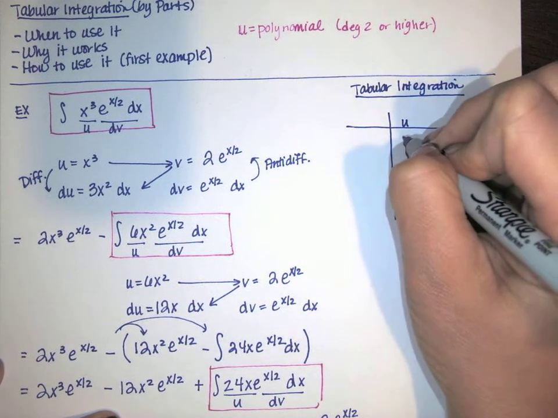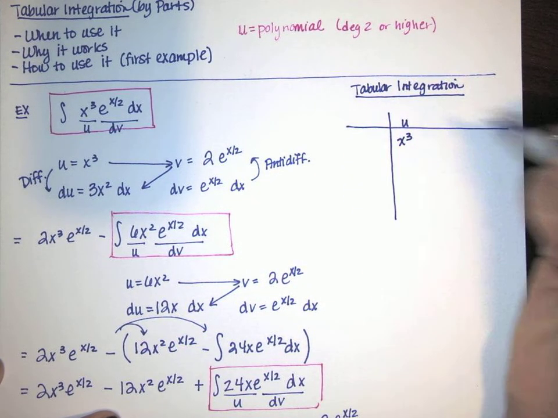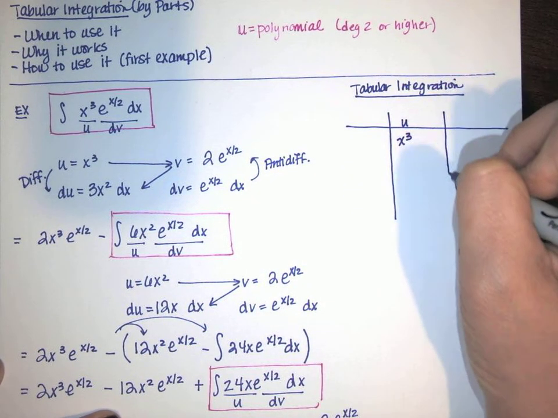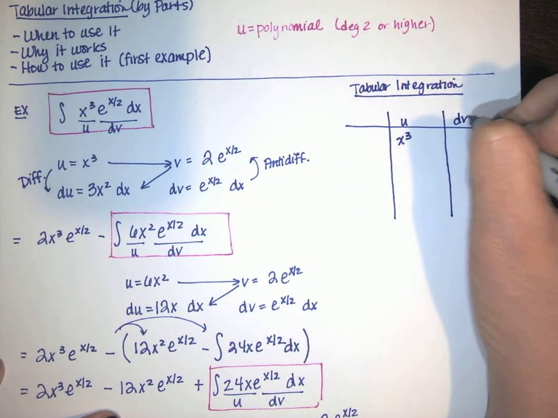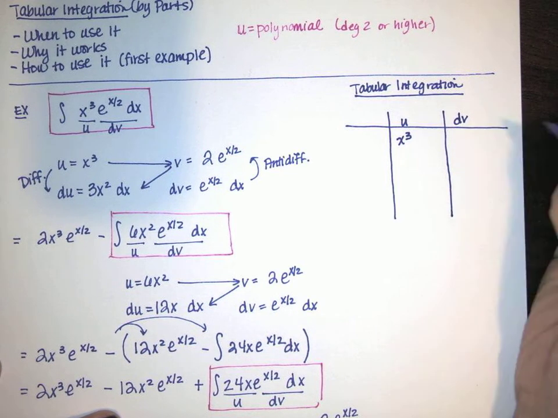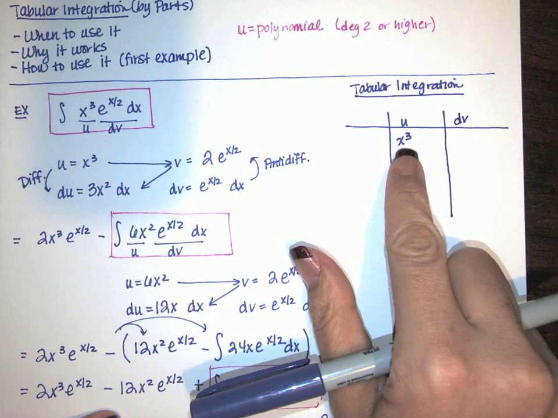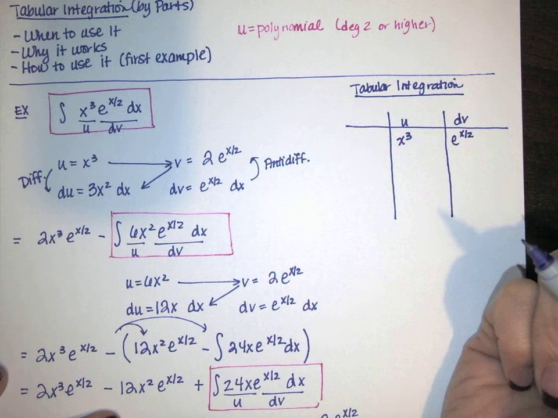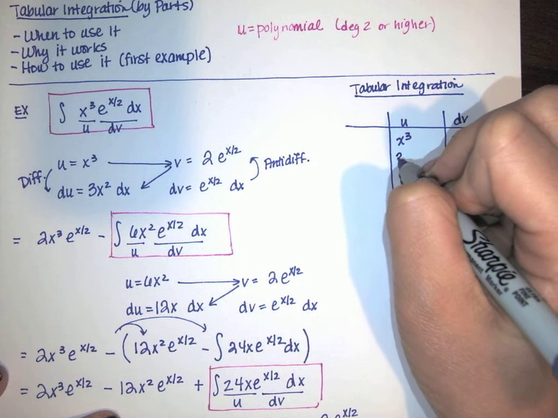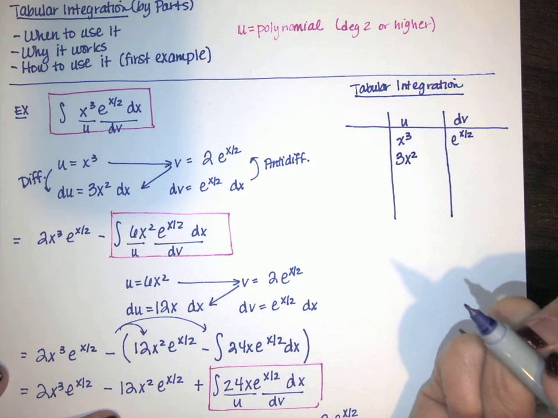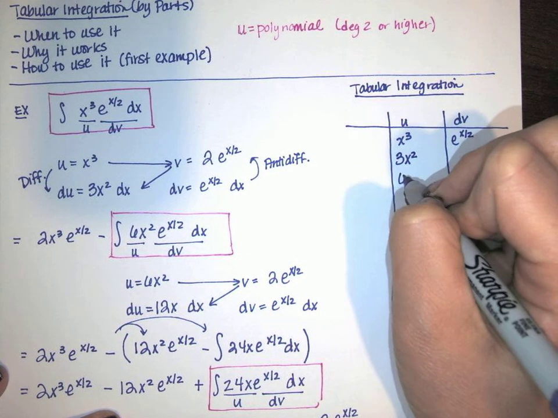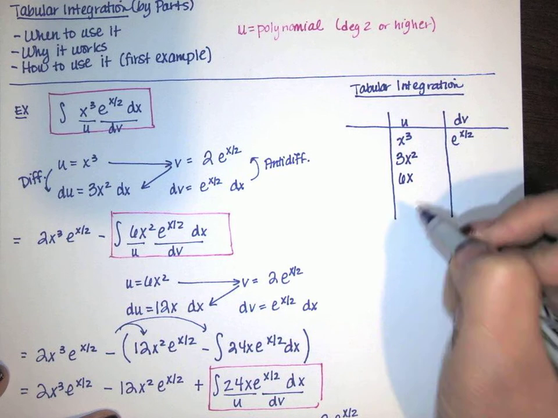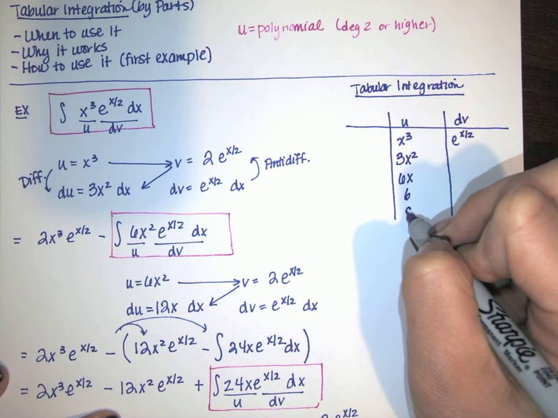U goes in this column, and dv goes in the adjacent column, and usually we leave off the dx. So u is our polynomial, write that down. dv is the exponential. Then we're going to differentiate. So we get 3x squared, differentiate again. 6x, differentiate again. 6, differentiate again.